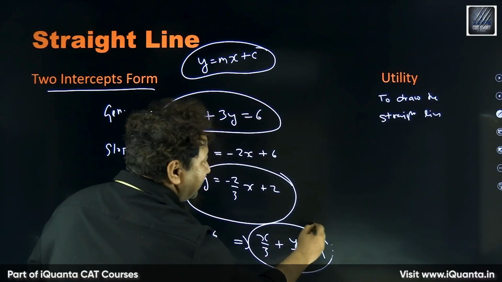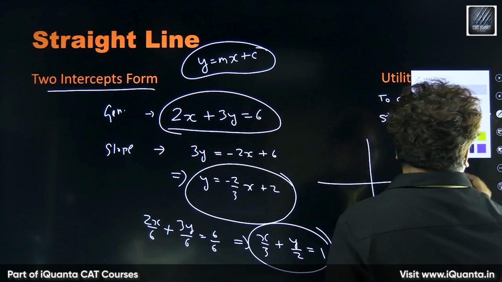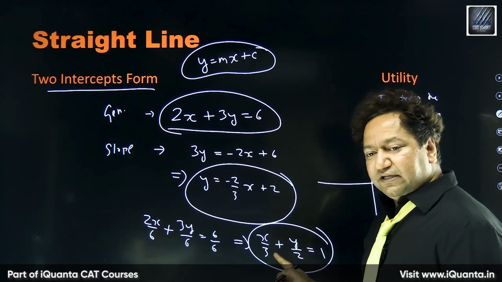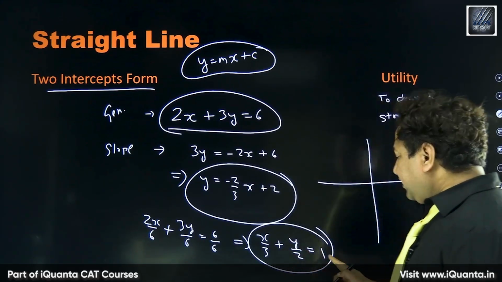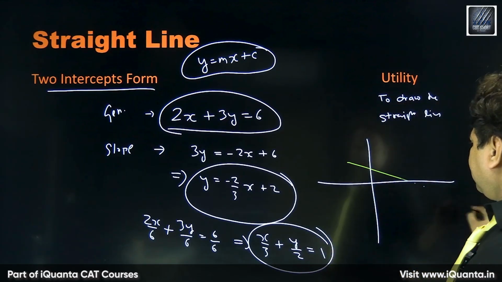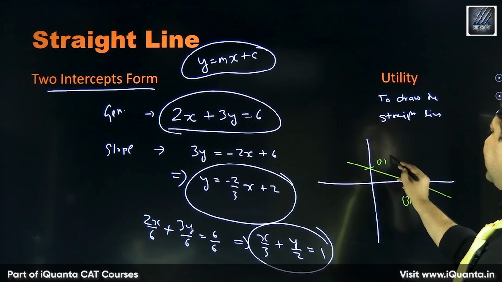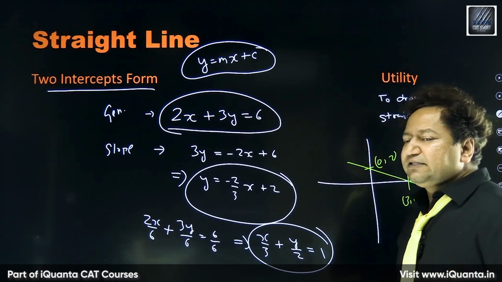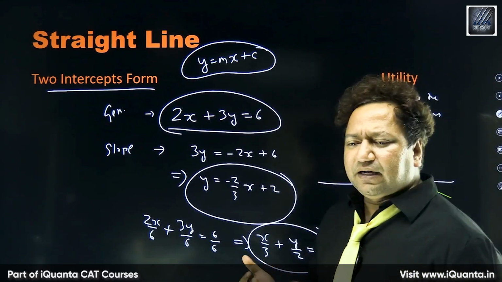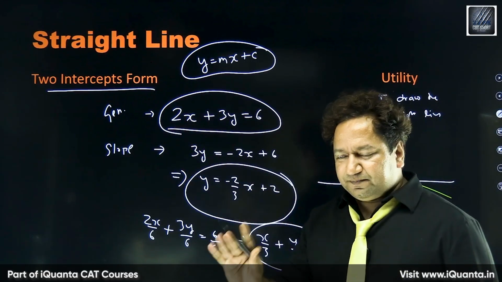Here you see how easy it is for me to draw the graph of this line, where I know that the point at which the line will intersect the x-axis is 3 and at the y-axis it is 2. Looks like this: (3, 0), (0, 2). This is going to help you a lot in coordinate geometry questions and even in understanding how the graph of a straight line behaves. So all these three forms are very, very much necessary.